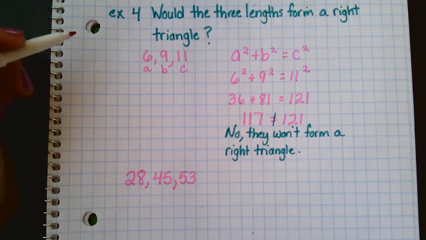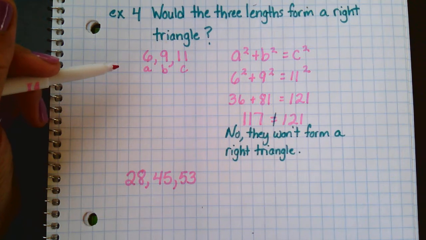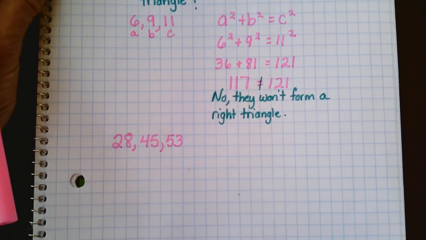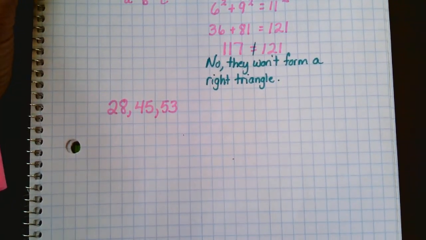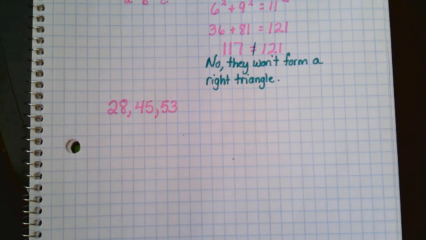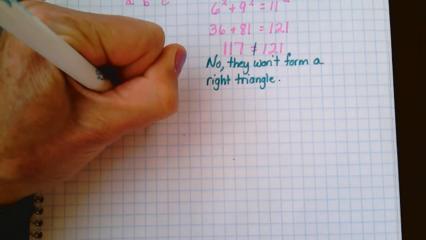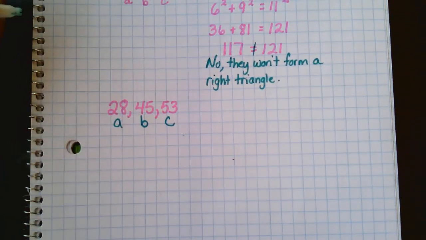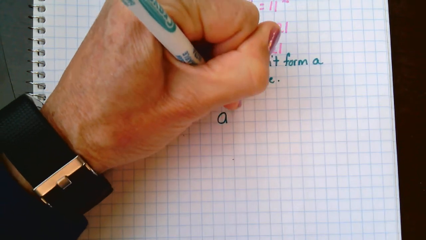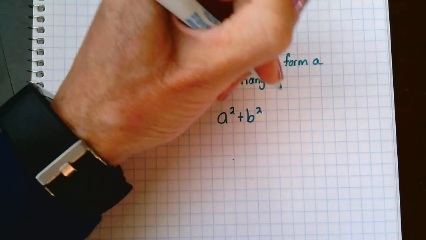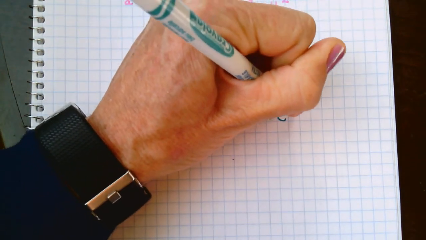Okay, same question. Would the 3 lengths form a right triangle? So we're still going to call this example 4. It's just the second part of example 4. So we have lengths of 28 units, 45 units, and 53 units. We need to see if they're going to form a right triangle, which means we're going to use the Pythagorean Theorem. So let's label the 2 shortest sides A and B, the longest side C, and let's plug them in to the Pythagorean Theorem. A squared plus B squared equals C squared.